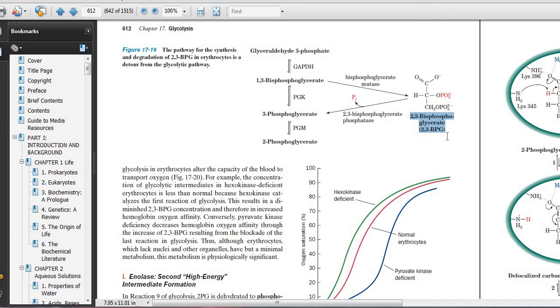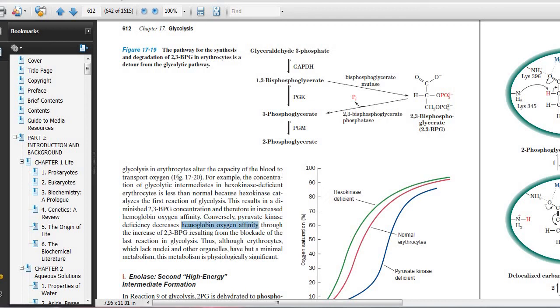Because it is in less concentration, what will happen, the erythrocytic cell, the hemoglobin, can now carry a significant concentration of oxygen in the form of oxyhemoglobin. But if a person is deficient of pyruvate kinase, so this is the point, pyruvate kinase deficiency.